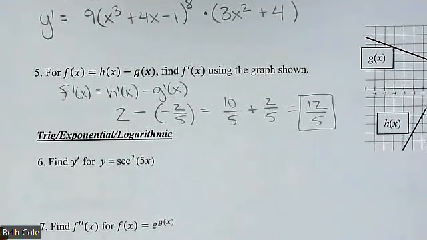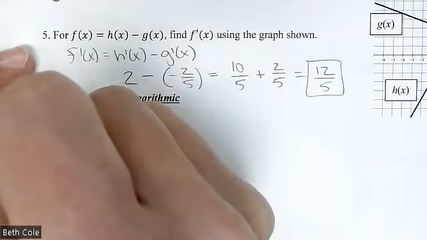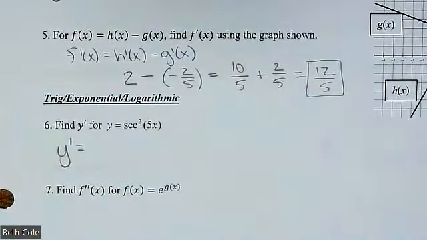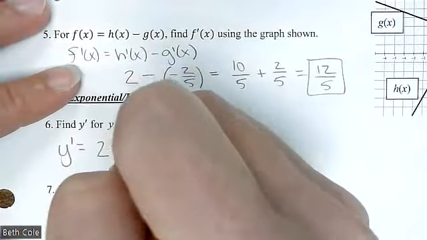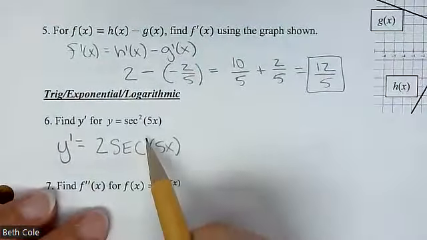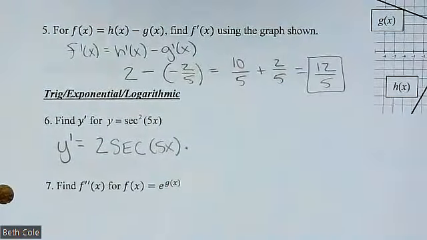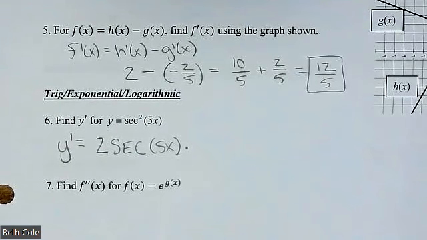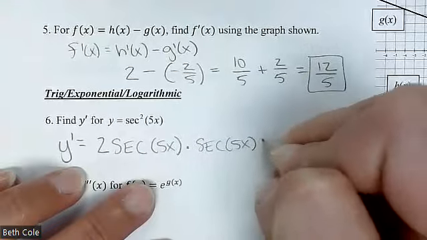All right, next section. Trig, exponential, and logarithmic. Find y prime. This is a chain rule. What's the most outside part of the chain? The square. Good. So the 2 comes down. It's going to drop to a 1. I didn't write it that time, but it's a 1 there. All right, dot. What's the next link in the chain? Secant. So at this point you're going to have to know the derivative of secant. Secant tangent. So it is secant 5x tangent 5x.